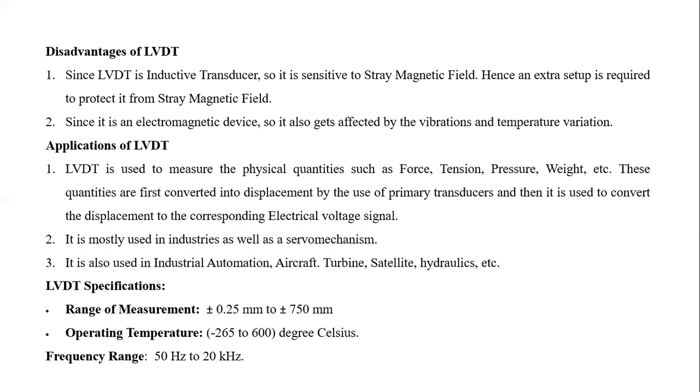The applications: it is used to measure physical quantities such as force, tension, pressure, weight, etc. These quantities are first converted into displacement by the use of a primary transducer. Then it is used to convert the displacement to an electrical signal. It is mostly used in industries as well as servo mechanisms. The industrial applications are automation, aircraft, turbine, satellite, and hydraulics, etc.